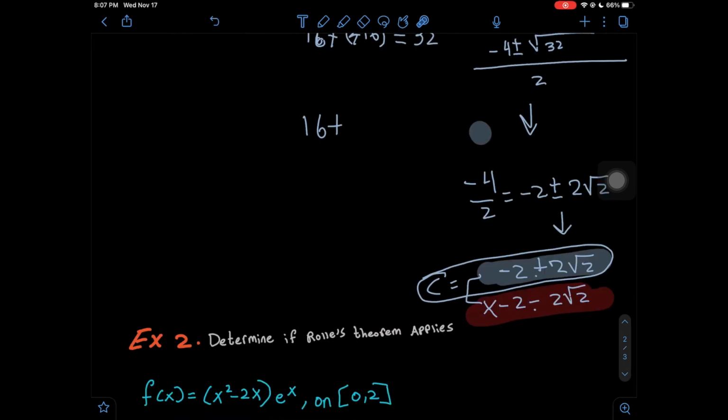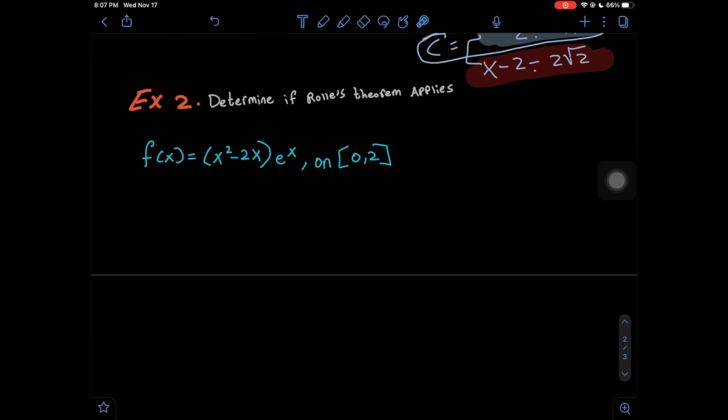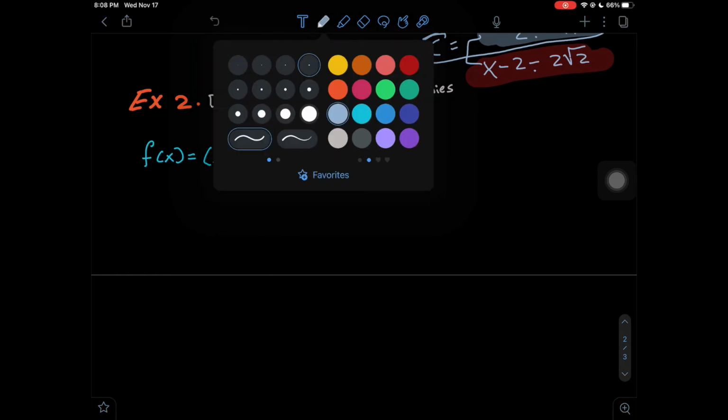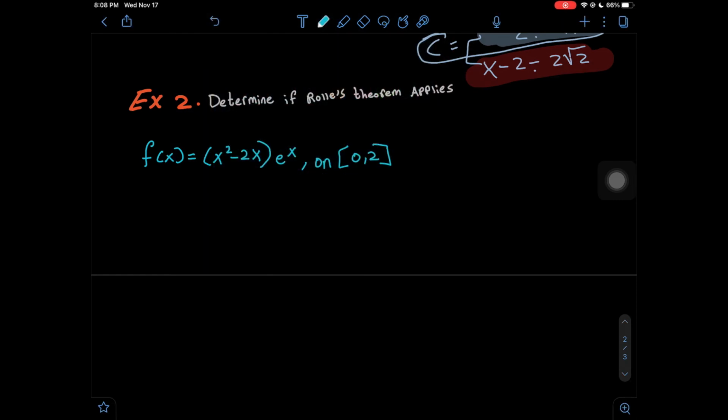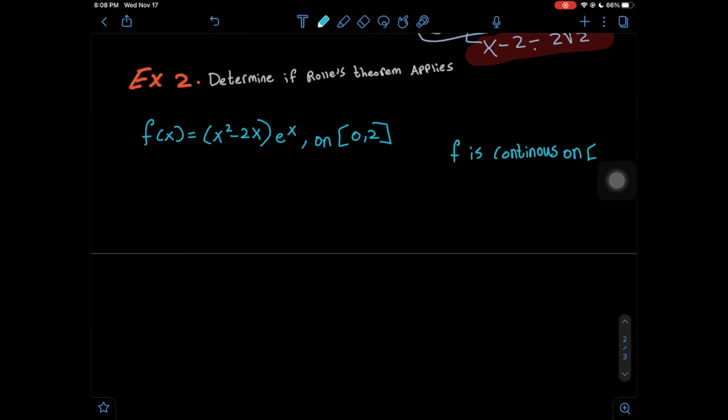We're going to do one more problem really quickly, and the question is asking us, again, to determine if Rolle's theorem applies. So here we have f of x equals x squared minus 2x times e to the power of x on the closed interval 0, 2. First, we're going to determine if it is continuous on this interval. Well, I can't think of any values between 0 and 2 that would make this undefined or not continuous. So we have f is continuous on, remember it's a closed interval for continuity, so we have [0, 2].